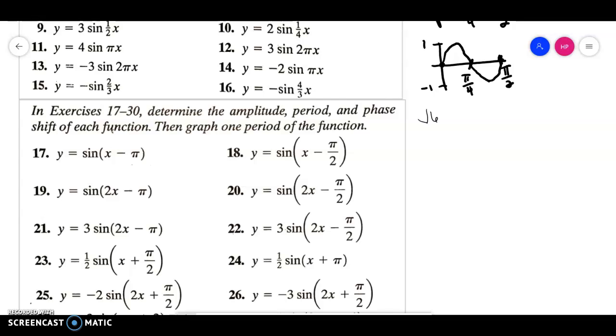So 16, my amplitude again stays at 1 because there's nothing there in front. This one did flip on me though. My period, if I'm going to take 2 pi and divide it by 4/3, that's the same thing as taking 2 pi and multiplying it by 3 over 4, which if I multiply, that would be 6 pi over 4, which is the same thing as 3 pi over 2.